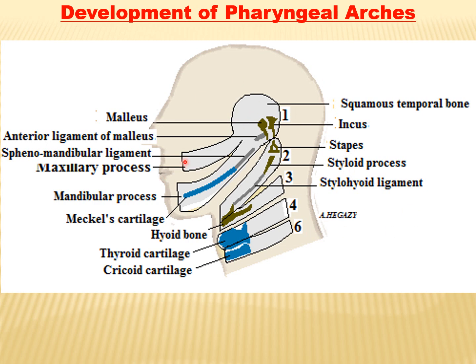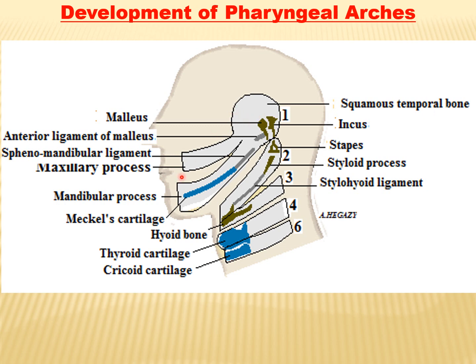This figure is an important figure to remember when talking about the skeletal derivatives of the pharyngeal arches. Here is the first pharyngeal arch, which is called the mandibular arch. Its ventral aspect is divided into two processes, the maxillary process here and the mandibular process below it, while its dorsal part remains without bifurcation to form the squamous part of the temporal bone.